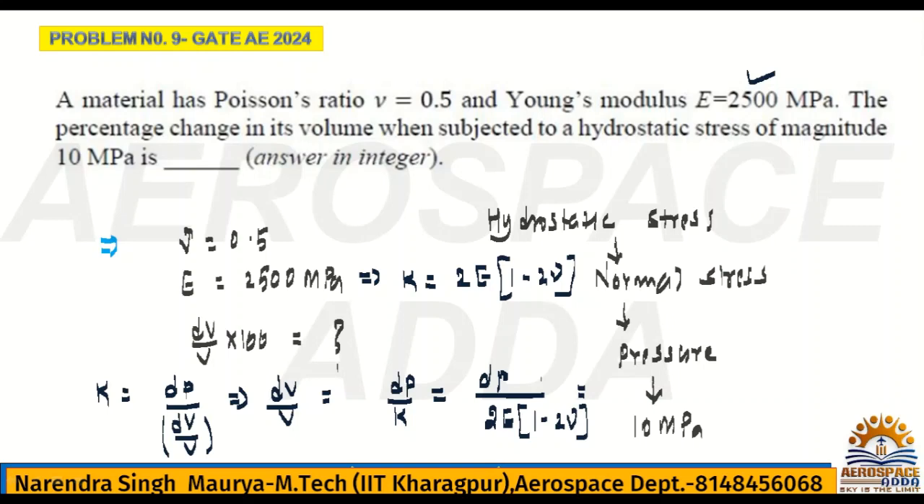K is dP by dV by V. K is E upon 3 into 1 minus 2 mu, right? So it becomes, oh, okay, that's the reason. Please correct the formula, no?